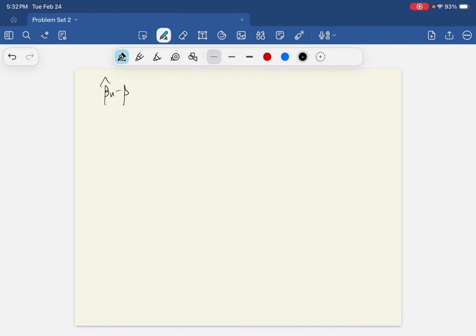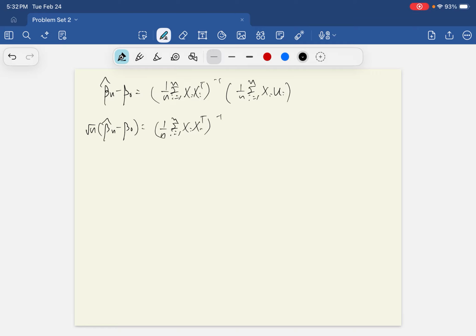Okay, so we have beta hat minus beta 0 equals 1 over n sum of x_i x_i transpose inverse times, and we get this. And we need square root n, so multiply square root n here, and just keep going. And we are going to multiply square root n here for the second term. Okay, so then the idea is simple.